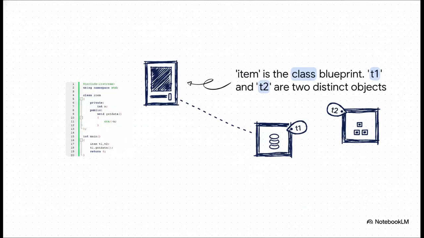And here's what that looks like in actual code. See that class Item? That's our blueprint. We only define it once. Then, over in our main function, we actually build two different things from it, t1 and t2. Each one is its own separate item out in the world, totally ready to have its own unique properties set.